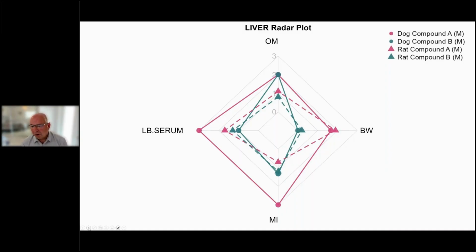And it also shows that for compound B, it appears that the dog organ weights seem to be tracking with some changes in the compound A dog organ weight. So we'll dig through these one by one. So go to the next slide.